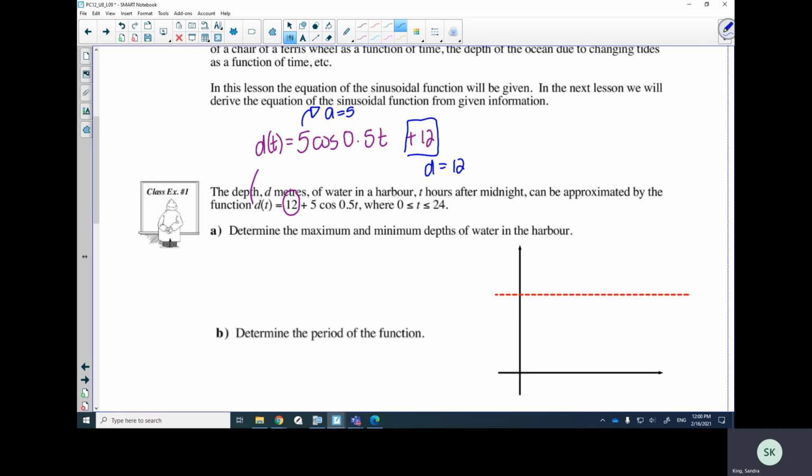Based on this, I want you to do a quick sketch over here. Just draw yourself 2 axes, and we're going to label this. How would I label this if this was an exam question?